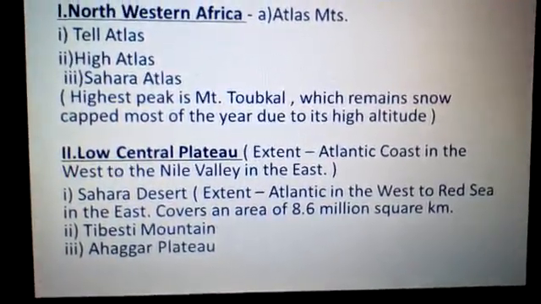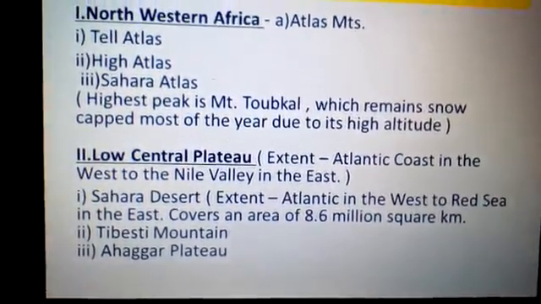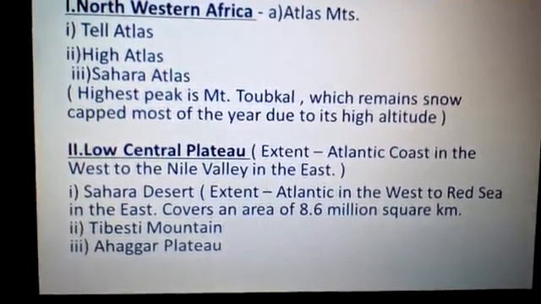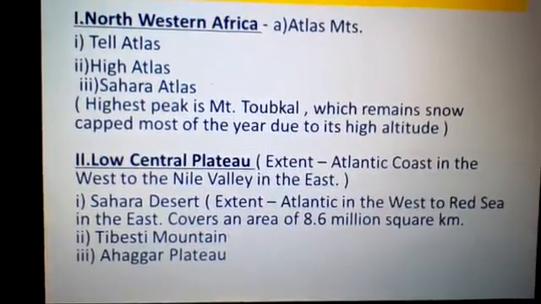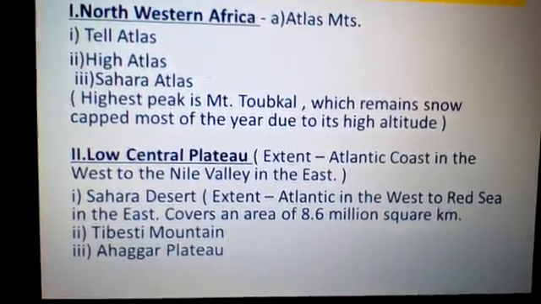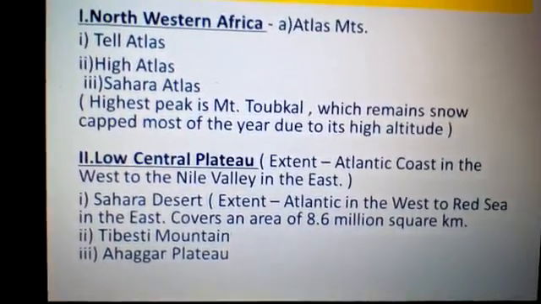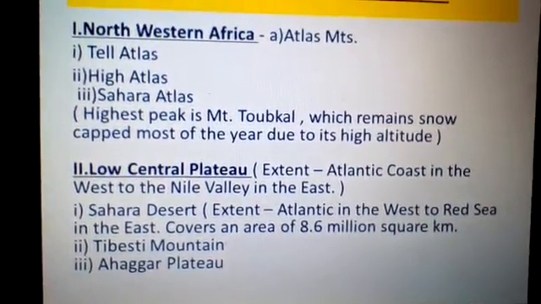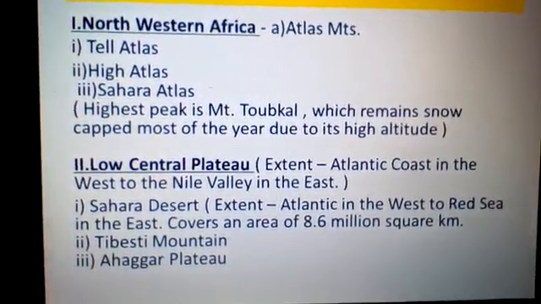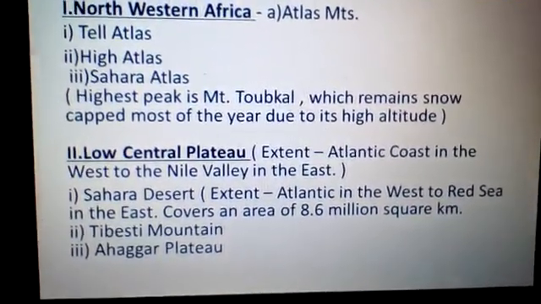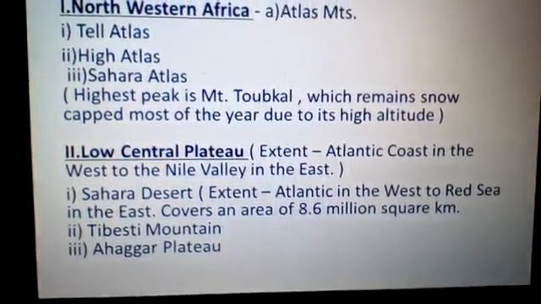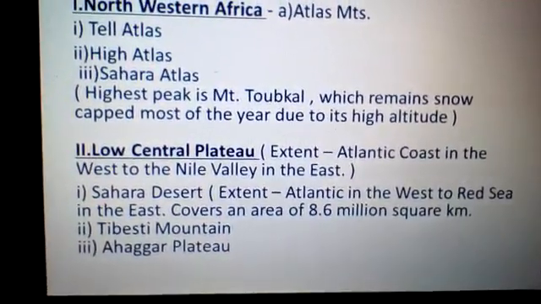The second major division is the low central plateau. Now, what all does this plateau area have? It does have a lot of other features also apart from the plateau. That is just the name given to the division. The first division was Northwestern Africa. It contained the Atlas Mountains. The second division is the low central plateau. Now what features does it have? Here we'll be discussing that.